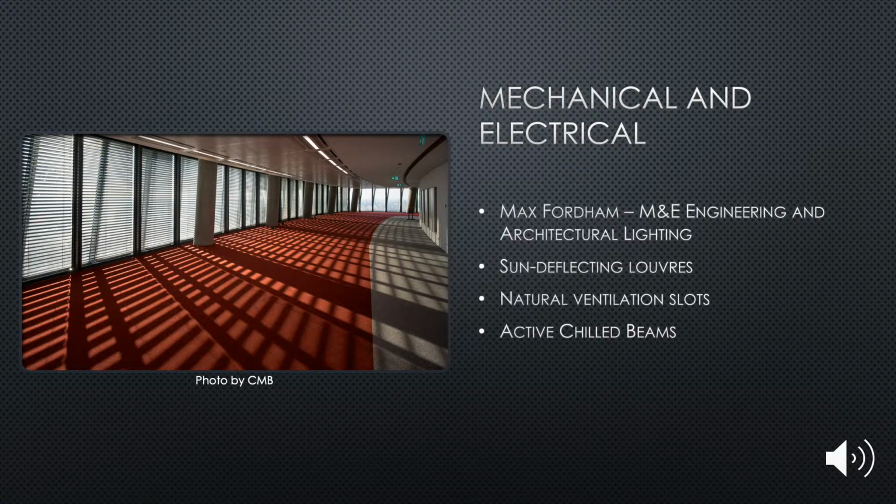The mechanical and electrical was undertaken by Max Fordham, and they do engineering and architectural lighting for the project. The tower has a double facade system, as just mentioned, and it's also combined with sun deflecting louvers and natural ventilation slots, which allow to minimise the solar gain in the building and allow the cooling of the building naturally, so without needing too much intervention in that.